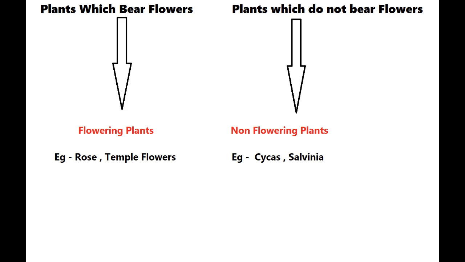So what are the examples for flowering plants? Now we already studied what the flowering plants are. There are some more examples as well. We will write a few examples here. Flowering plants: rose, temple flowers, right? These are coming under flowering plants. Non-flowering plants, what are the examples?